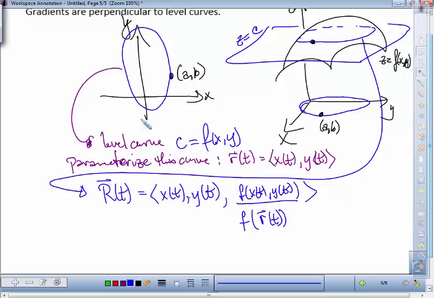Some easier than others to actually come up with the equation, but we can parameterize anything we want, and so we'll call that little r of t. So by parameterizing this curve, we have little r of t. We didn't talk about this, but we can also say that when t is equal to 0, it's at AB. It actually doesn't matter where t is, but at some point we pass through the point AB.